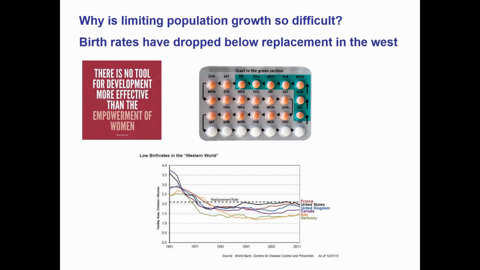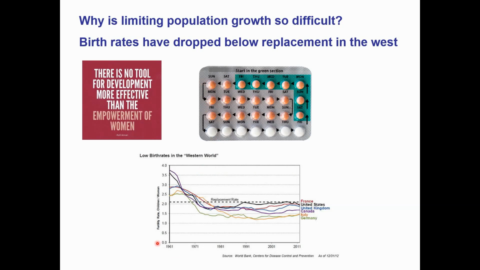Okay, so why is limiting population so difficult? We've talked about eugenics, talked about a single child policy, but there is one thing that reduces population growth by reducing birth rates, and that is the education and empowerment of women. Here in the West, and pretty much all over the West, birth rates have actually dropped below replacement. And it's due to things like this, the contraceptive pill.